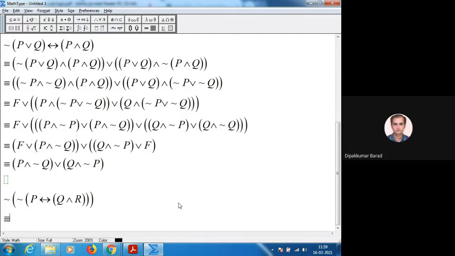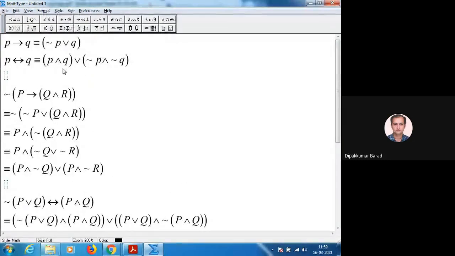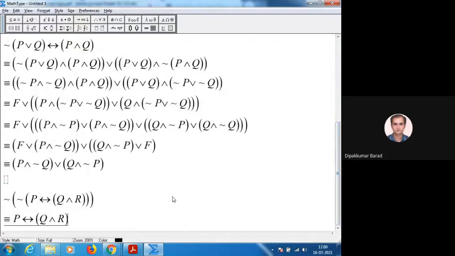See here, negation of negation, so the statement itself. Okay, I get the statement itself. So here the statement is P if and only if Q and R. And now see, P if and only if Q as a logically equivalent statement we have: P if and only if Q is P and Q or not P and not Q. So here my small p is capital P and small q is capital Q and R. So P and Q.